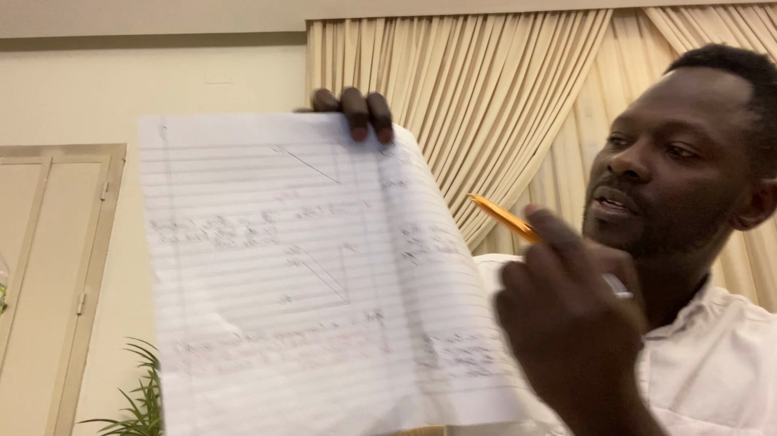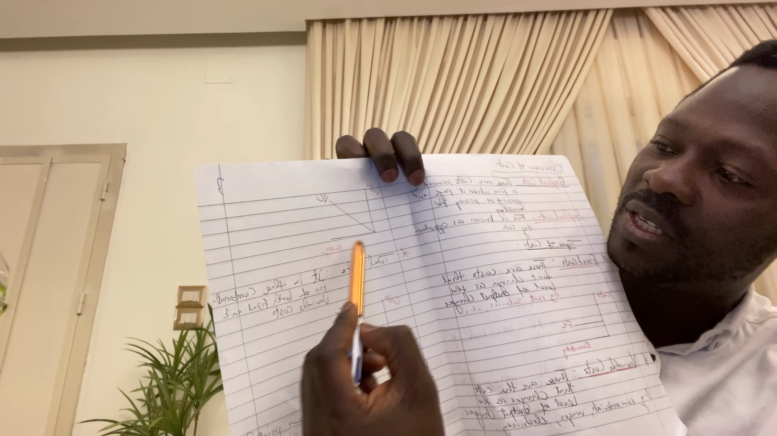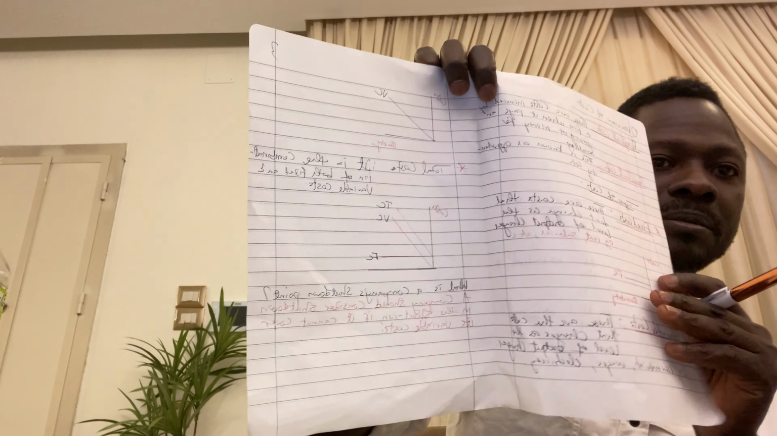That is variable. So it starts from 0 forward. Fixed cost, you have to pay whether you produce or not. But variable cost, you start from 0 upward. It increases as the level of output increases. This is variable cost. As the level of output increases, it starts increasing. Is it clear?